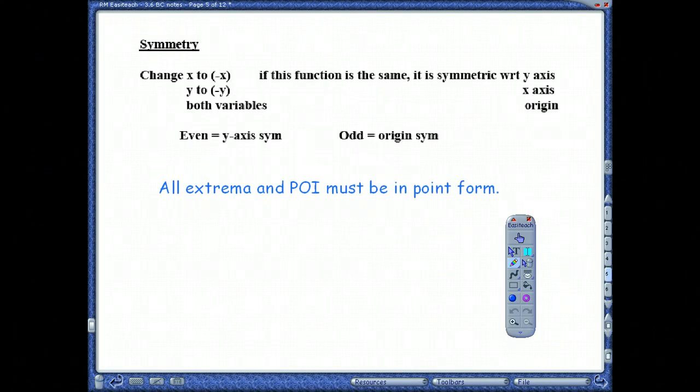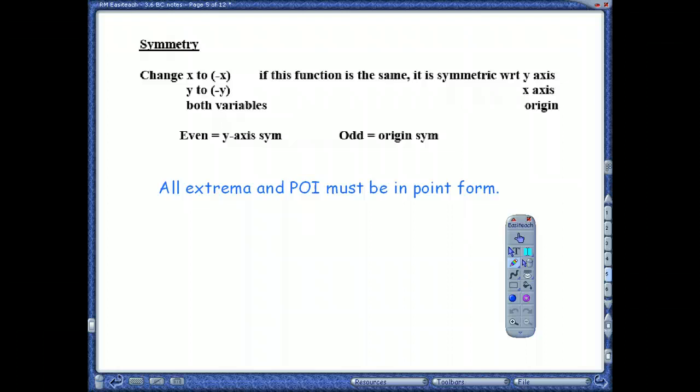Symmetry, just a little check on symmetry. If you can put in a negative x for all the x's in your equation and simplify, and it's exactly the same equation as you started with, that means you're symmetric with respect to the y-axis. If you can change all the y's to opposite y's, then you're symmetric with respect to the x-axis.